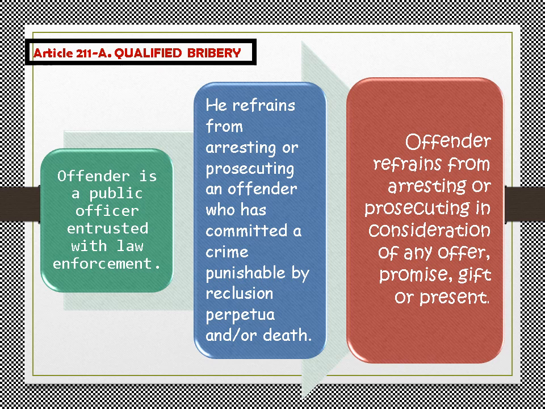So, kailan ba siya nagiging qualified bribery? Take note lang na dapat yung crime na nakomit nung giver is punishable by reclusion perpetua and or death. Yan yung element na magiging qualified bribery siya. So kung hindi punishable ng reclusion perpetua and or death, you will consider that as direct bribery or indirect bribery for that matter. So take note of Article 211-A. Yes, tinatanong din siya sa bar exam.